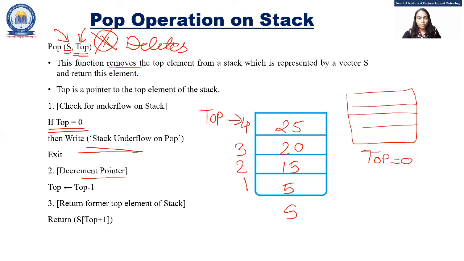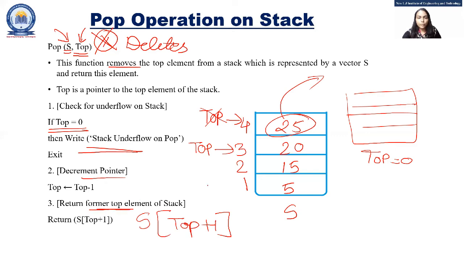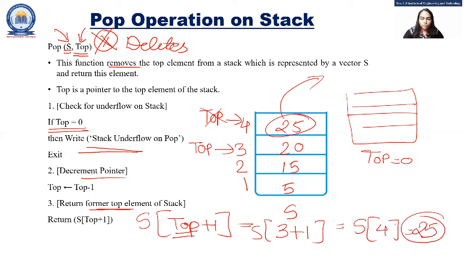Now we need to decrement the pointer, and we need to return this value. How can we return the value? S of top plus 1. What is the former top element? 25. The current top is at 3, plus 1, so S of 3 plus 1 is S of 4, and S of 4 is 25. This we have to return. So 25 is the element which is now popped, because top has been decremented, and the highest position is now top equal to 3. So this is how we perform the deletion operation on the stack.